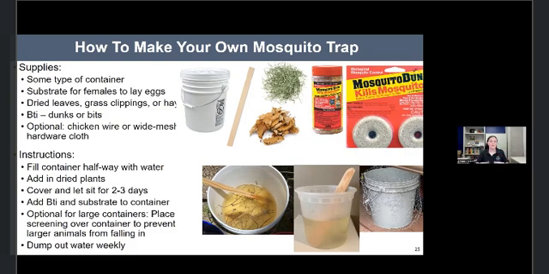And then again, every week, just dump out that water, add new water. If you're using the bits, put more BTI bits in. If you're using the dunk, you could just take it out and then put it back in after you let out the water. And that's how simple it is. That's it. But you have to check on it. If you don't check on it and all your BTI dissolves, then you're going to have just this perfect habitat that is going to produce more and more mosquitoes in your yard, which is what you don't want.